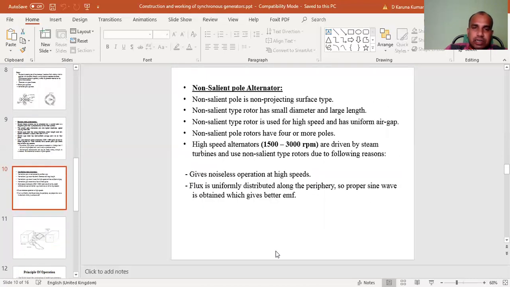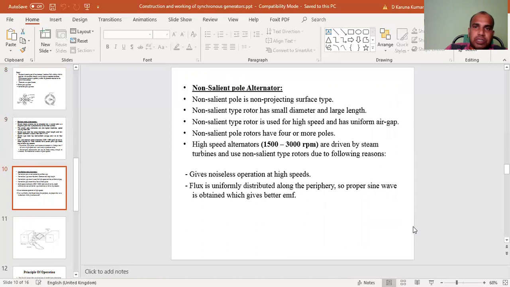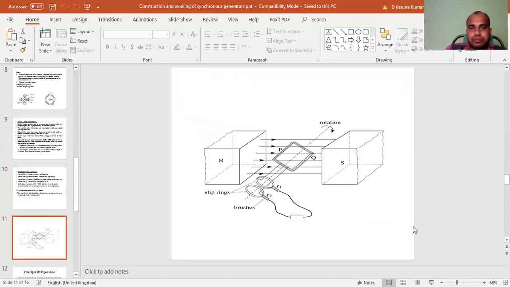The second one is the non-salient pole rotor. This is used in a single turn alternator to generate the sine wave. The non-salient pole has a non-projecting surface. The non-salient pole rotor has a small diameter, larger length, and is used in high-speed alternators. Non-salient pole rotors have four or more poles.